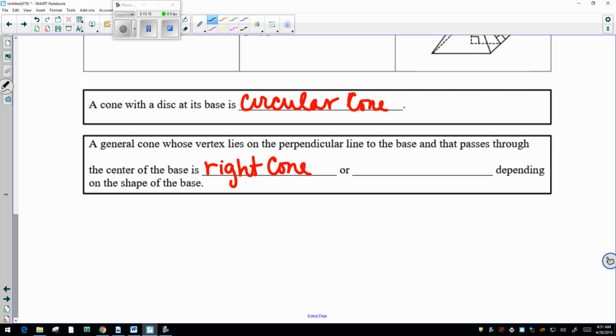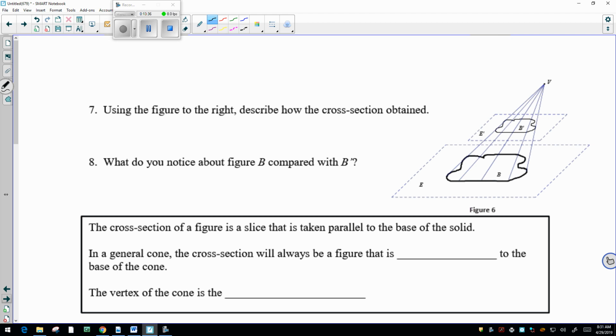Or it could be a right pyramid, kind of like the picture that we have up above. It just says depending on the shape of the base. So it could be a triangular pyramid if the shape of the base is a triangle.